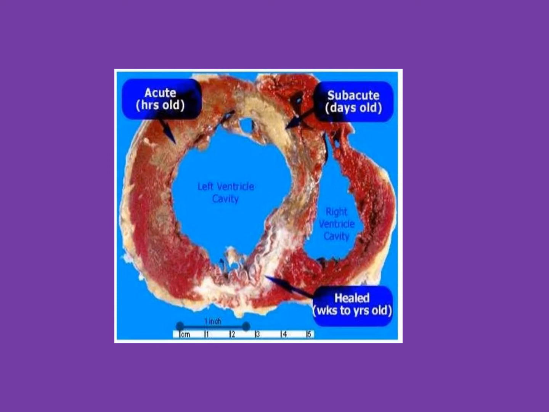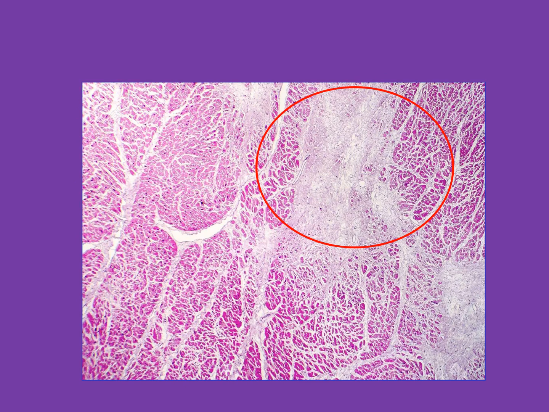So this is our old MI, subacute or days old MI, and healed. It can lead to weeks to year-old MI. Again, in histology, you can see here the areas of infarctions. So this is already the stage of fibrosis, effacing the myocardium involved.